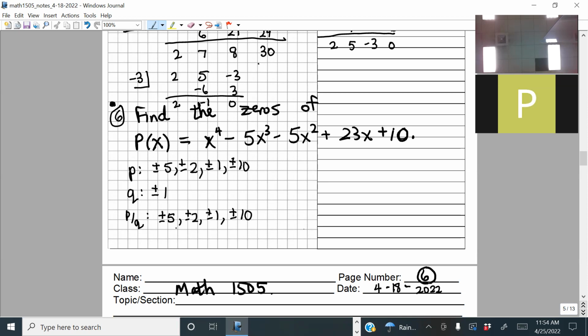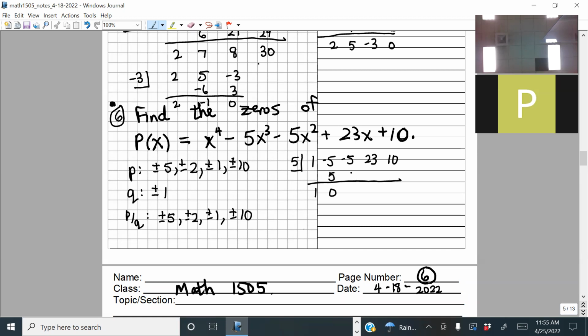All right, let's see where we're at at this point. I think several people noticed that 5 is going to be a 0. Is that right? Because when you try 5 with synthetic division, the coefficients are 1, -5, -5, 23, and 10. So bring down the 1, times 5 is 5. Oops, there we get a 0.